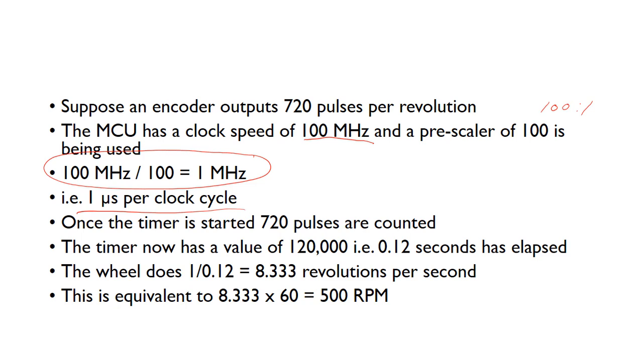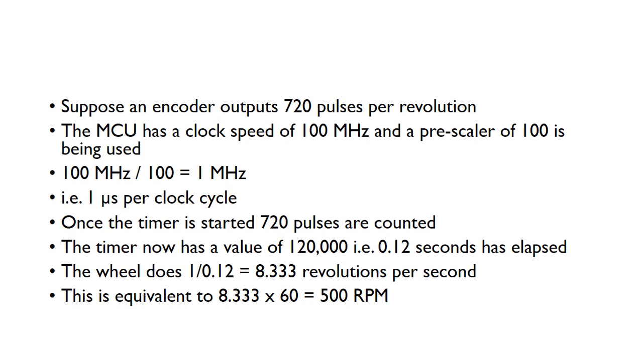So once the timer starts, we count 720 pulses. We start our timer and we start counting the pulses. Now when the 720 pulses have been counted, we can stop the timer, and the timer's now got a value. Let's say it's got a value of 120,000. So it started at 0, now it's got a value of 120,000. Since we know it's 1 microsecond per clock cycle, we can just multiply these together to tell us that 0.12 seconds has elapsed. So it's taken 0.12 seconds to do 1 revolution.